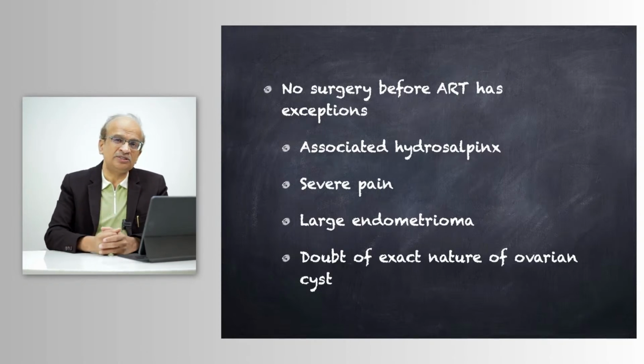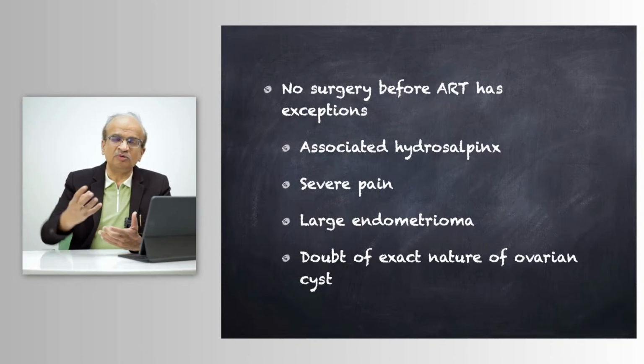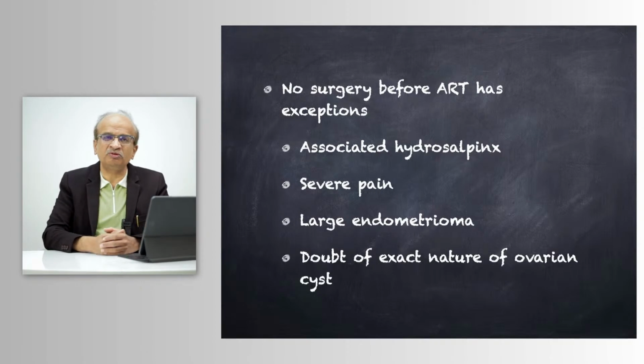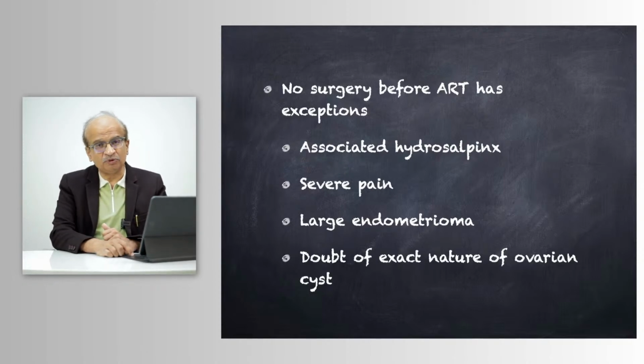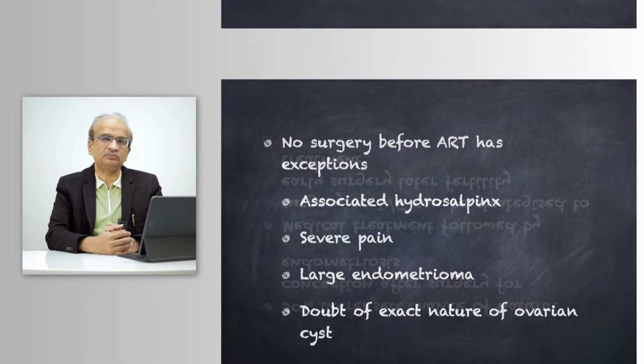Another thing is the ovary is not accessible. You may have ovaries all the way on the fundus, so probably you have to do surgery just to mobilize the ovary down. A large endometrioma where your follicles are not going to be accessible. And sometimes there could be a doubt about the exact nature of the ovarian cyst because there are a lot of solid areas and neoangiogenesis which you are seeing.